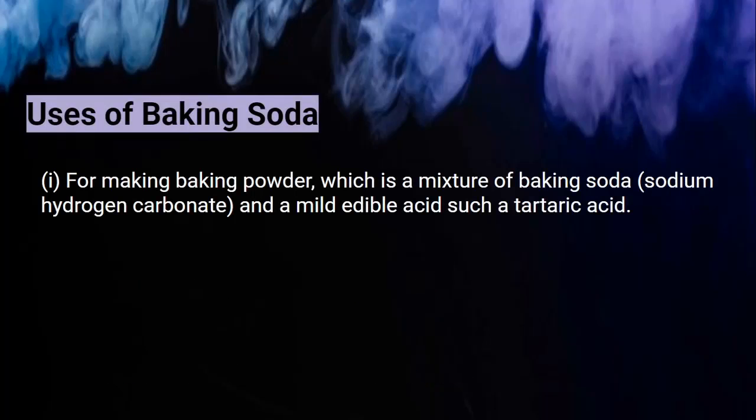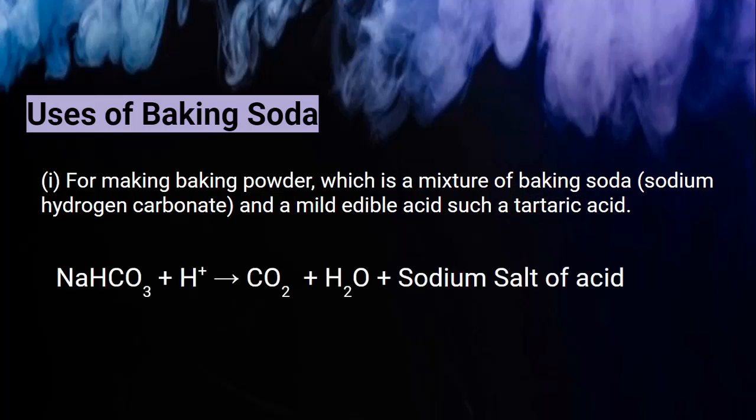For making baking powder, which is a mixture of baking soda, sodium hydrogen carbonate, and a mild edible acid such as tartaric acid. We can use baking soda to make baking powder, and we will use this baking powder in the kitchen. So we can say that baking powder is the mixture of baking soda and tartaric acid.